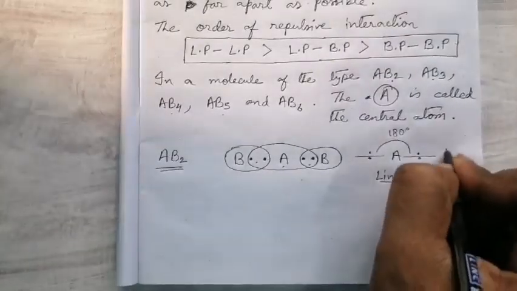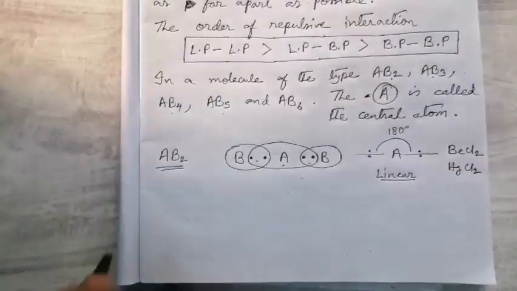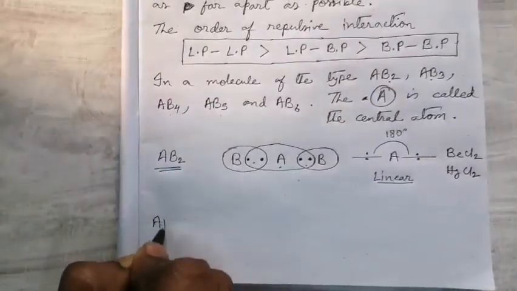Examples of such molecules: BeCl2, HgCl2. Next come to the second molecule, AB3.